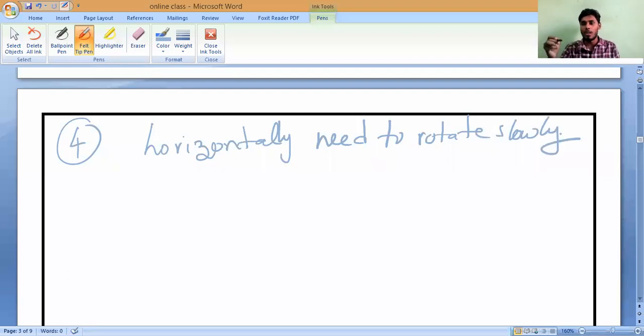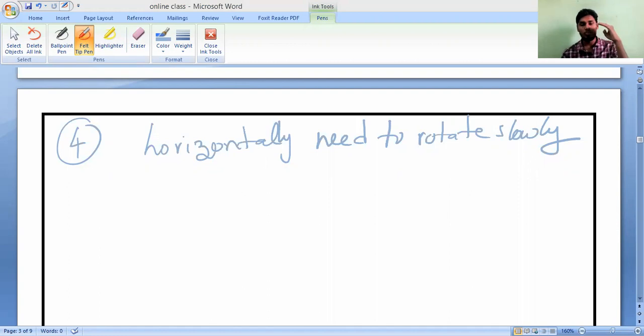Do not shake it. If you shake, what will happen? The mercury will fall into the mercury bulb. Is it yes or no? So we will rotate slowly, and which part do we measure? The top part of the mercury thread. We have to mark the level with the top of the mercury thread.